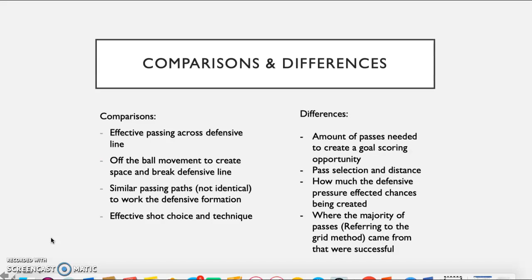The comparisons are effective passing across the defensive line, off the ball movement to create space and break the defensive line, similar passing paths, although not identical, to work the defensive formation, and effective shot choice and technique. The differences are the amount of passes needed to create a goal-scoring opportunity, pass selection and distance, how much the defensive pressure affected chances being created, and where the majority of passes, referring to the grid method, came from that were successful.